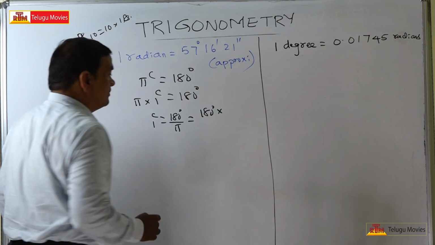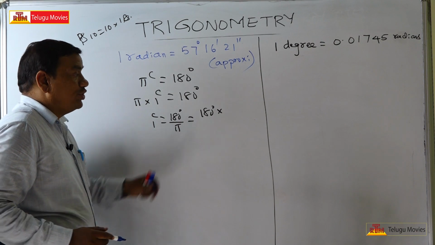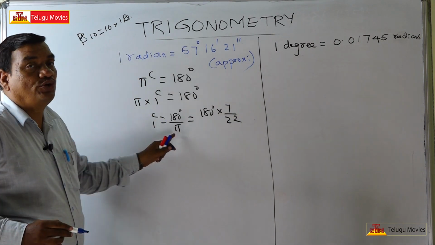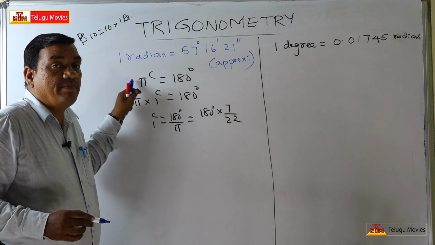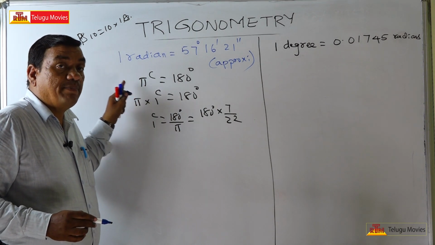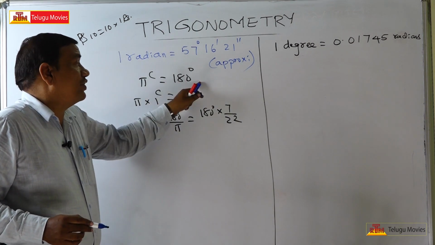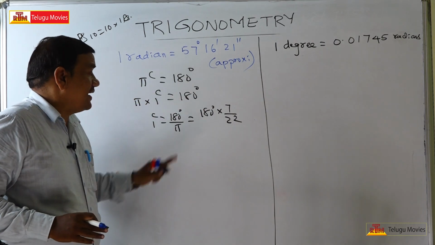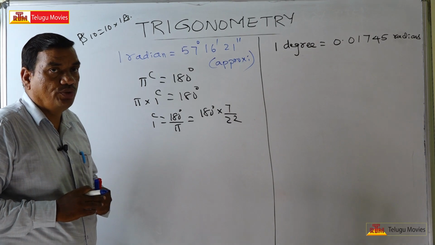Pi means how much? Pi means 22 by 7. This is 7 by 22. Now you can take pi as 22 by 7. But here you can't take pi as 22 by 7: here pi radians is equal to 180 degrees. When you are separating pi, then you can take pi as 22 by 7.